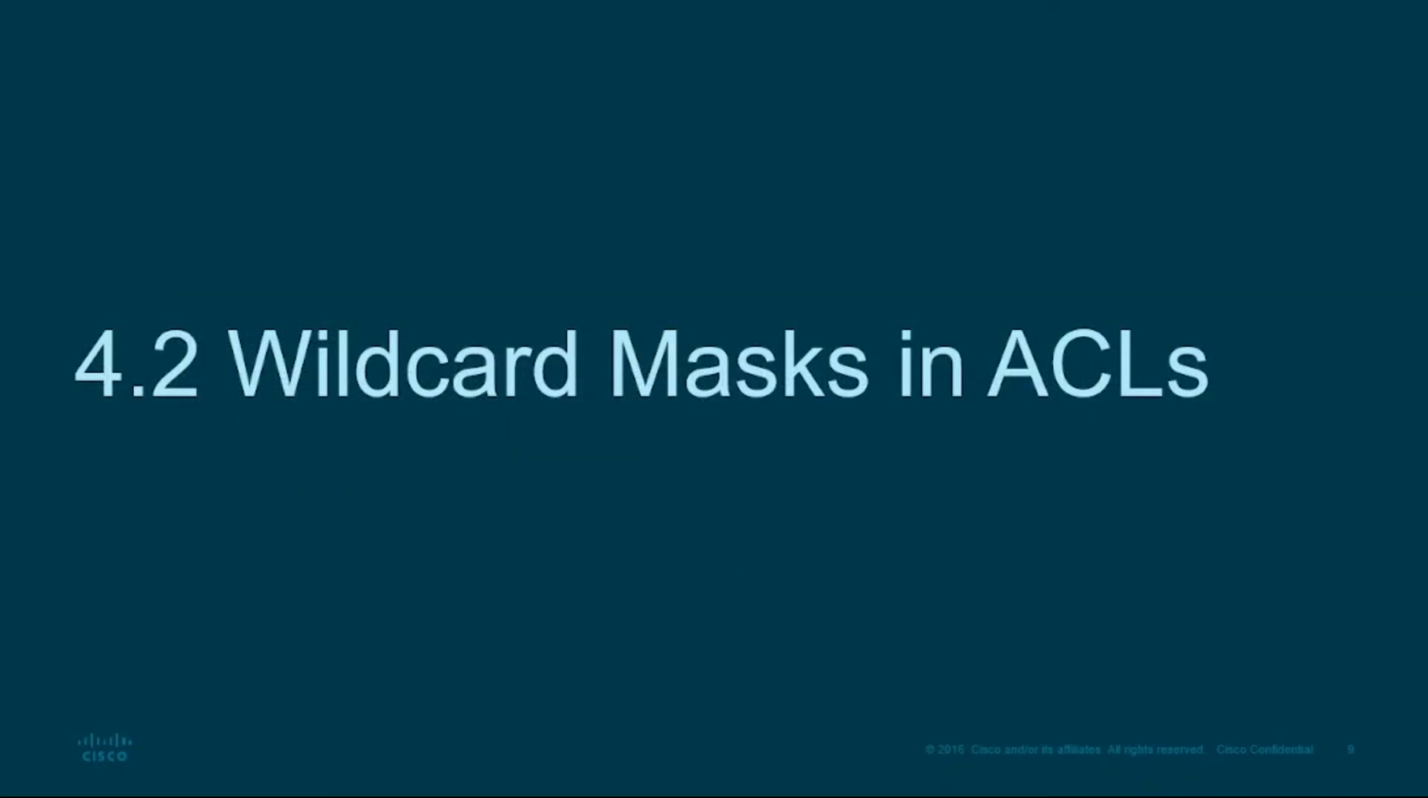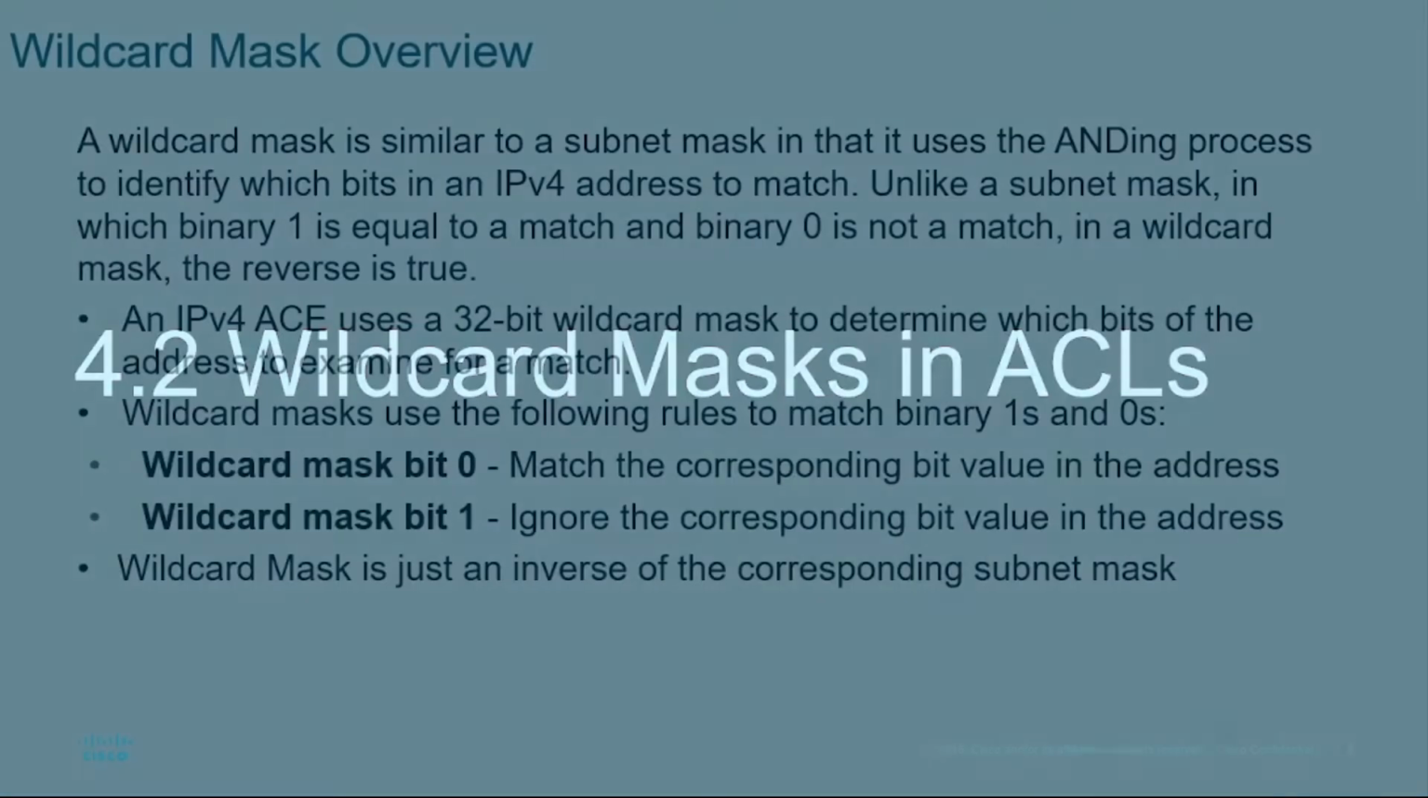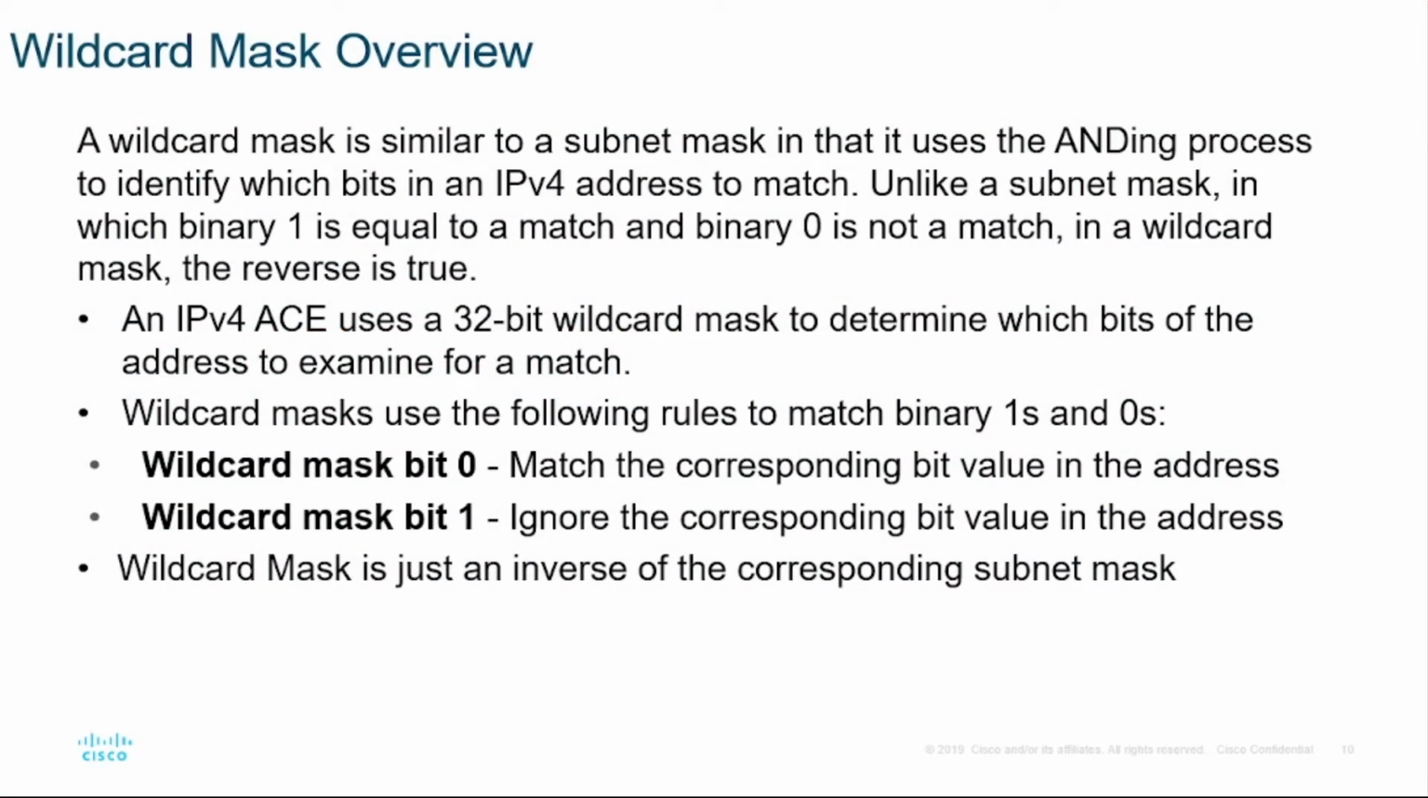Now, what is the purpose of the wildcard mask in ACL? Just like in OSPF, there is a wildcard mask also in ACL. The wildcard mask is actually similar to a subnet mask in that it uses the ANDing process, that means 1 1 1 1 0 0. That is the ANDing process.